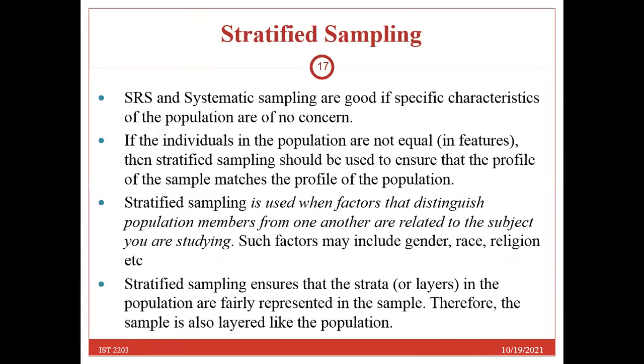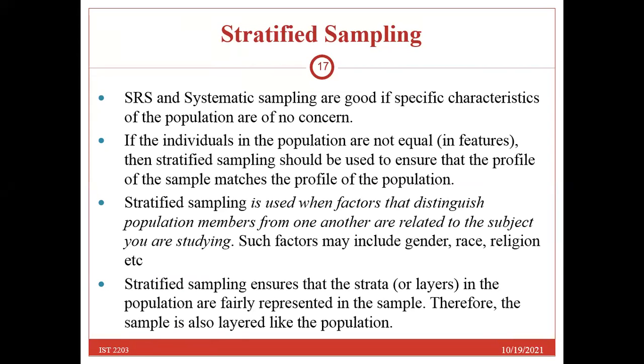And then we have stratified sampling. Now, you use this method if the specific characteristics of a population are of concern to the research you're doing. If you're going to carry out a research that is religious, you want to find out attitudes of different religions, you need to factor in that your population is made up of mixed religions. It is just not the same.